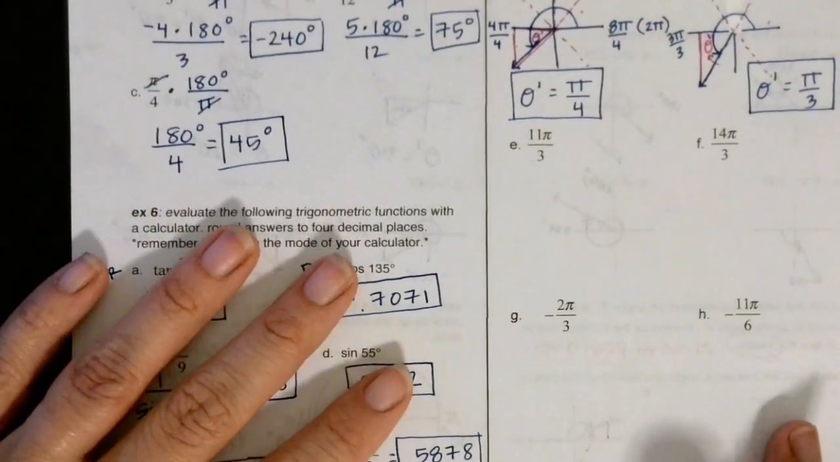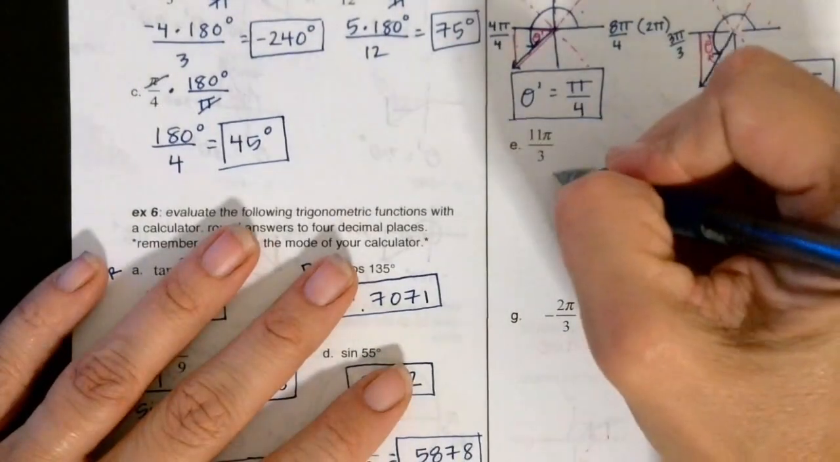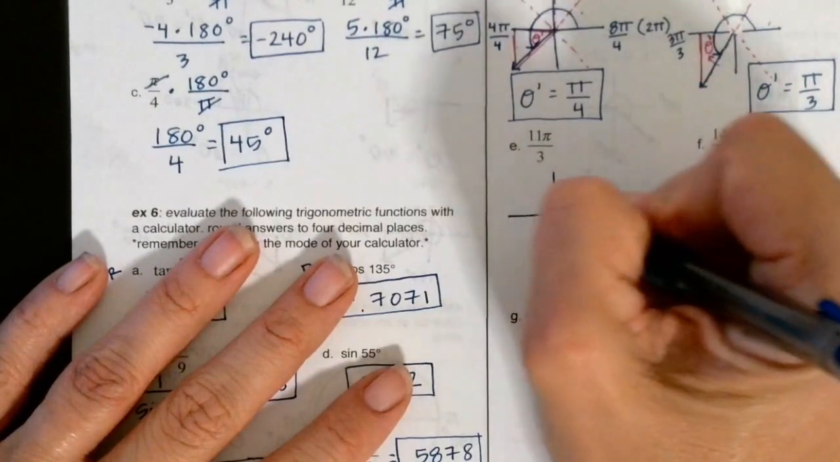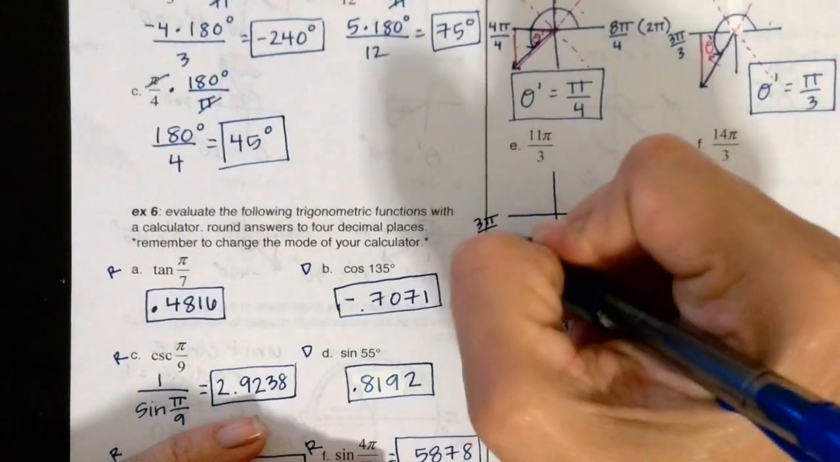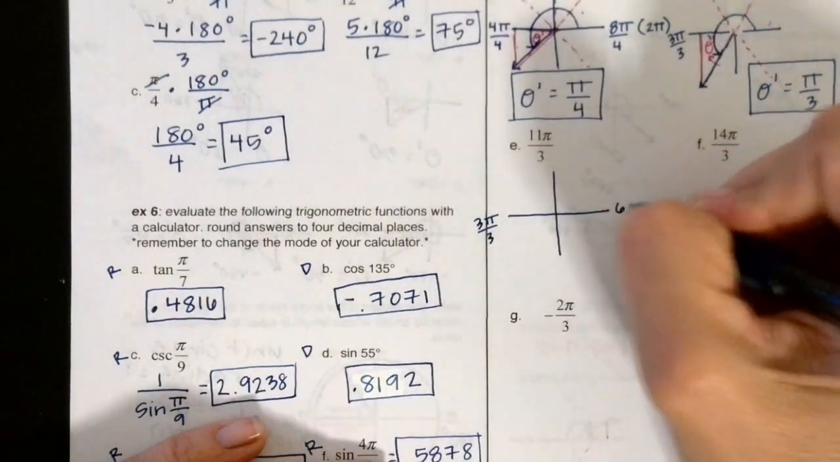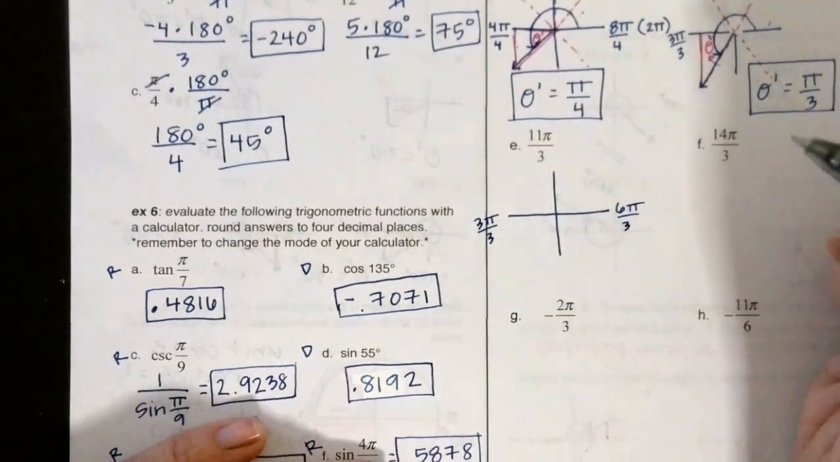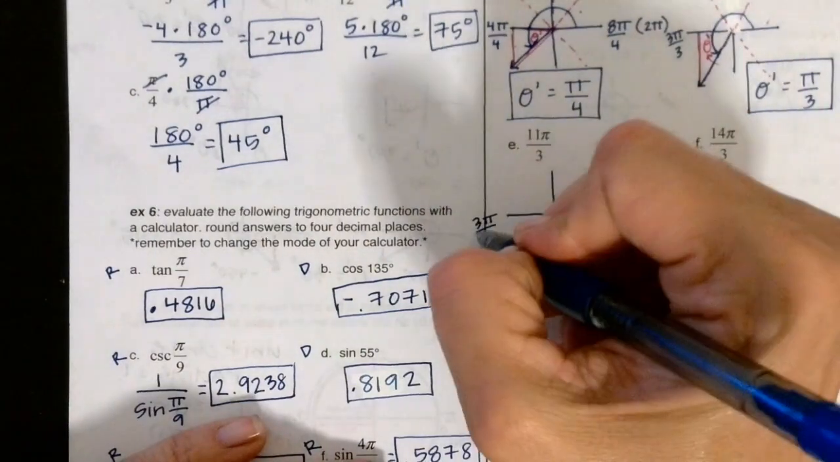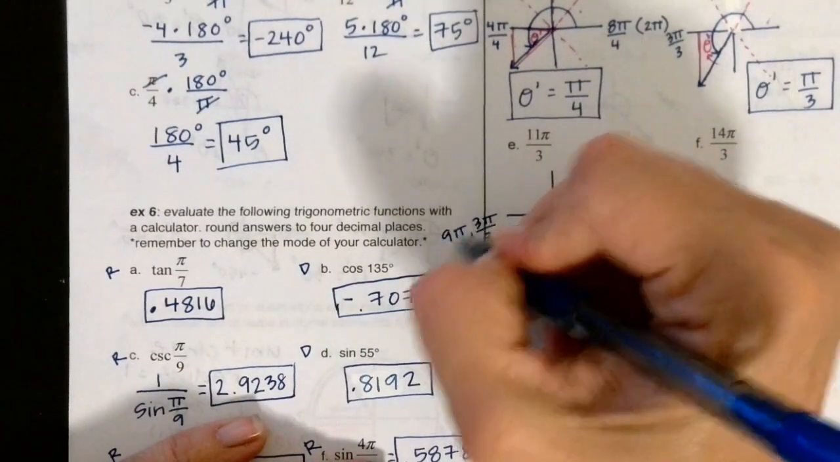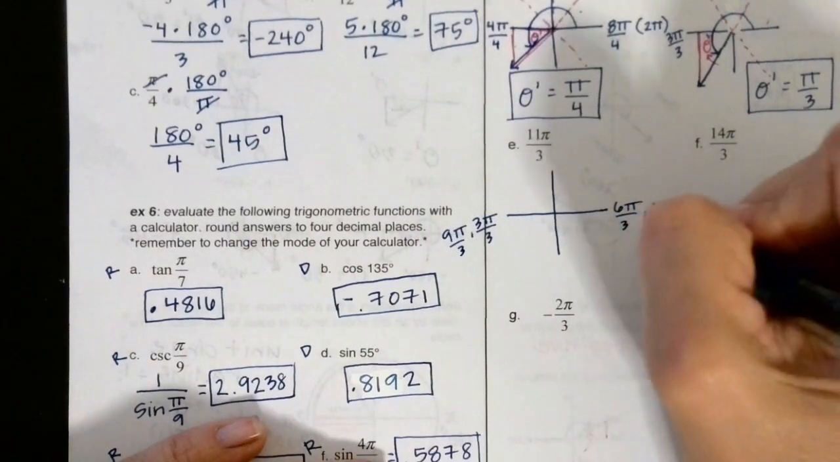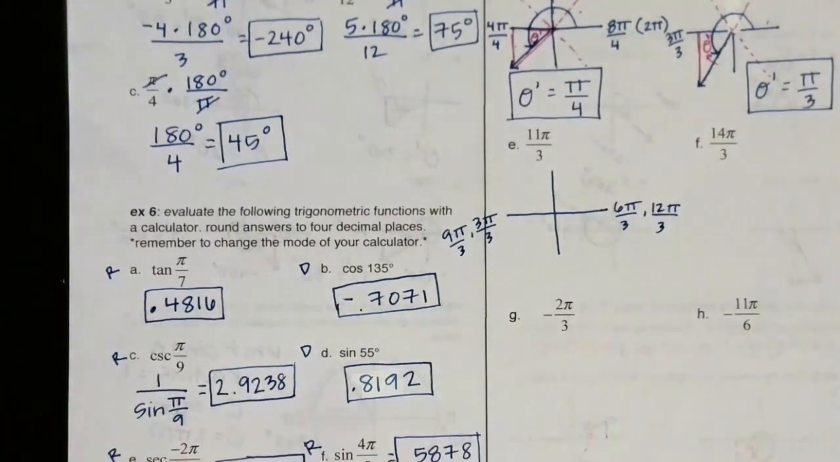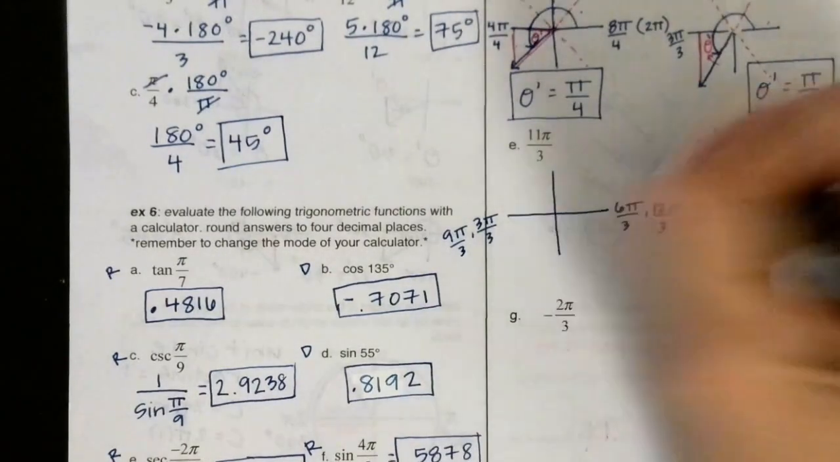Okay, next one is 11 pi over 3. Ooh, these are getting tricky. Okay, so I'm going to draw this. Make this 3 pi over 3. This guy is going to be 6 pi over 3. Let's go back again. Isn't this also 9 pi over 3? And this guy's 12 pi over 3? Because that would be 4 pi.